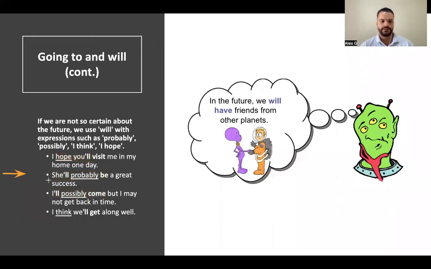So we want to make sure that we're using the expression, right? With I hope, probably, possibly, and I think, okay? All of these can be used with will if you're not sure. And we have one more example here. In the future, we will have friends from other planets. So give it a try and try giving some examples using will when you're not sure, something that's a possibility, right? So maybe you can try practicing that before your final exam.